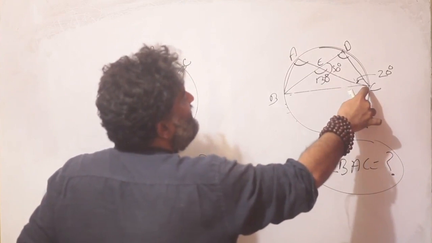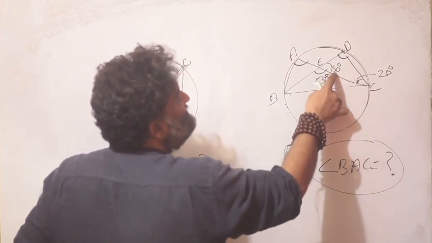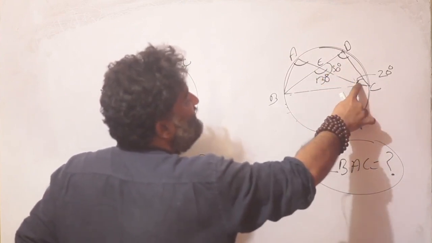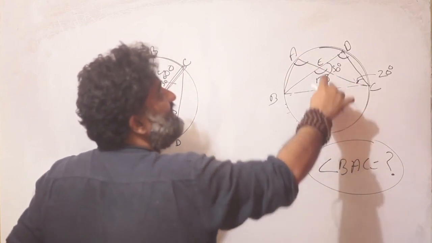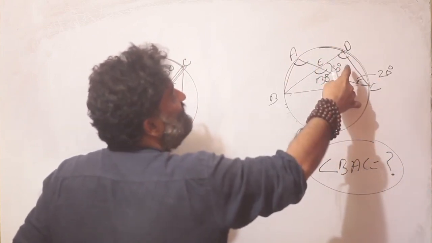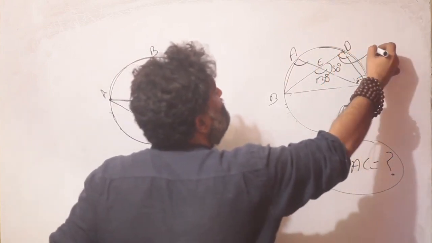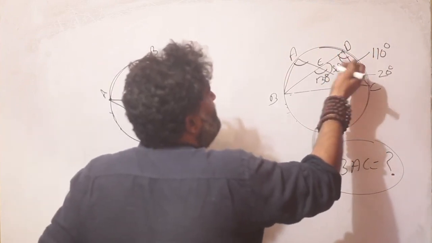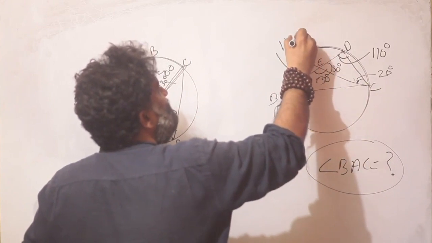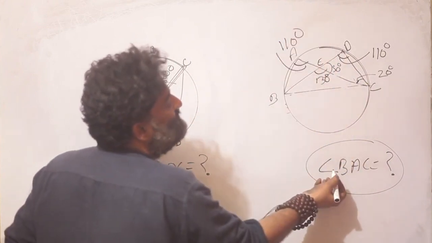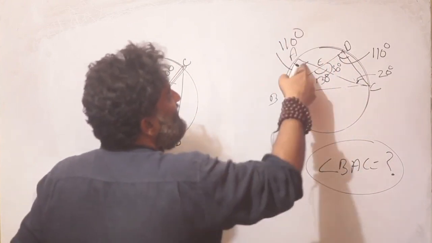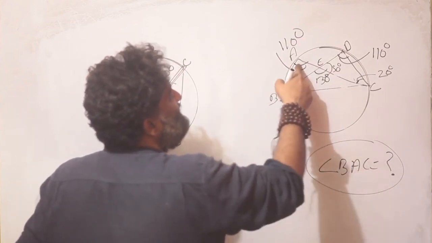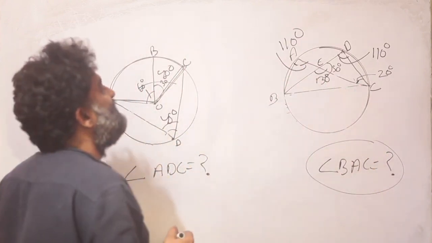Now if I look at triangle CED, I know this is 50 degrees, this is 20 degrees, a total of 70 degrees. I know the sum of all angles is 180 degrees, so this is going to be 110 degrees. And if this is 110 degrees, this is also going to be 110 degrees, and that was what my question was. BAC is how much? And I know BAC is going to be 110 degrees.